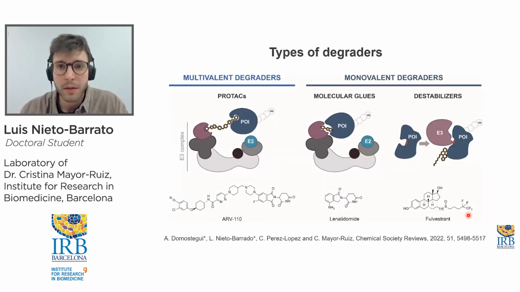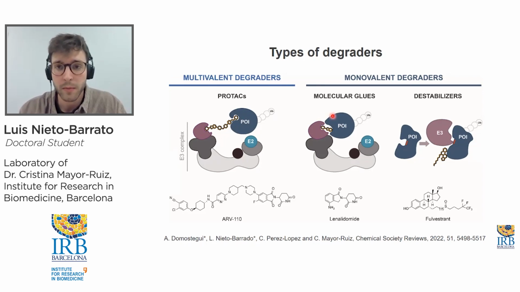There are main types of degraders. Multivalent degraders are very well represented by proteolysis-targeting chimeras, or PROTACs. PROTACs have two warheads, one that binds to the target protein and one that binds to the E3. They are connected by a linker. There are several PROTACs in clinical trials, and they are a very good strategy to degrade a target protein.